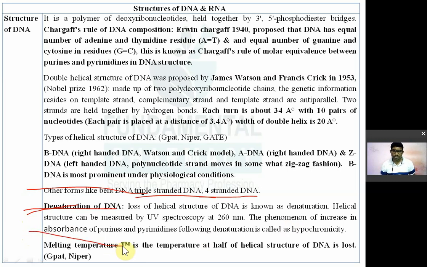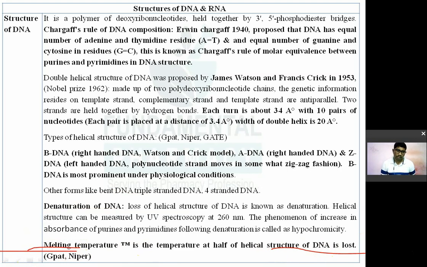The phenomenon of increase in the absorbance of purines and pyrimidines following denaturation is known as hyperchromicity. Then melting temperature. What is melting temperature, or Tm? It is the temperature at which 50% of the DNA is lost. Melting temperature is the temperature at which half of the helical structure of DNA will be lost.